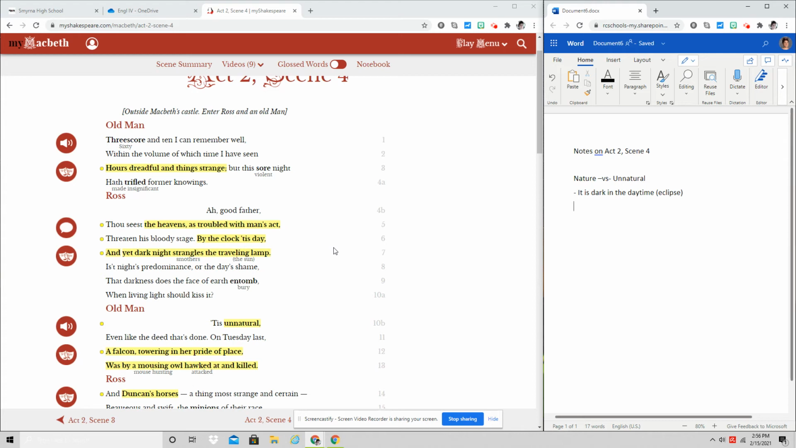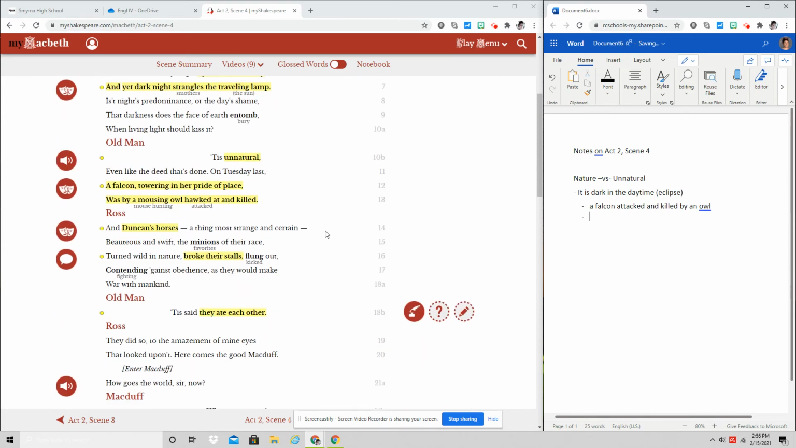then the old man goes on and says that he saw a falcon attacked and killed by an owl. So that's the reverse order of the way things should happen. Finally, Ross mentions that Duncan's horses broke their stalls, so they got out of their stalls and ate each other. The horses ate each other. That's pretty crazy.